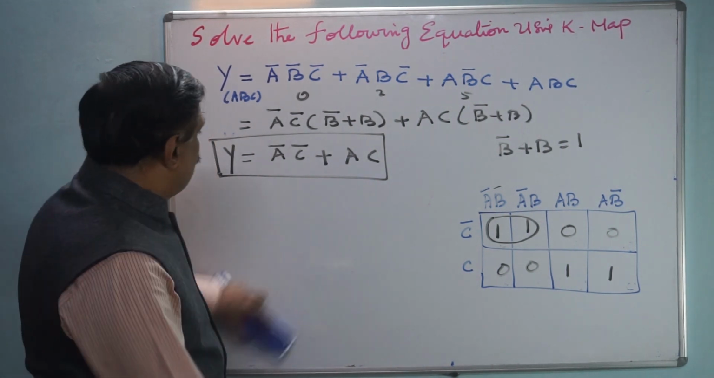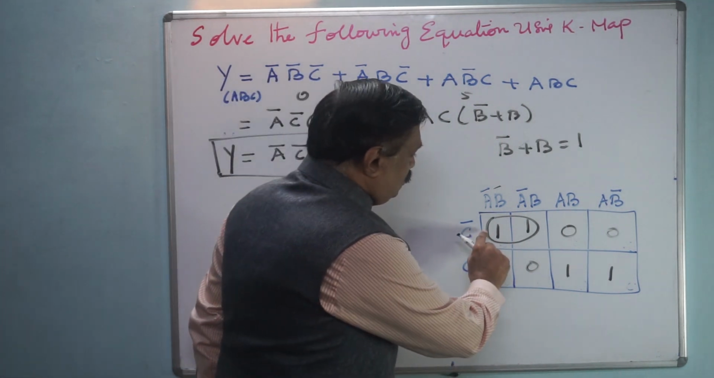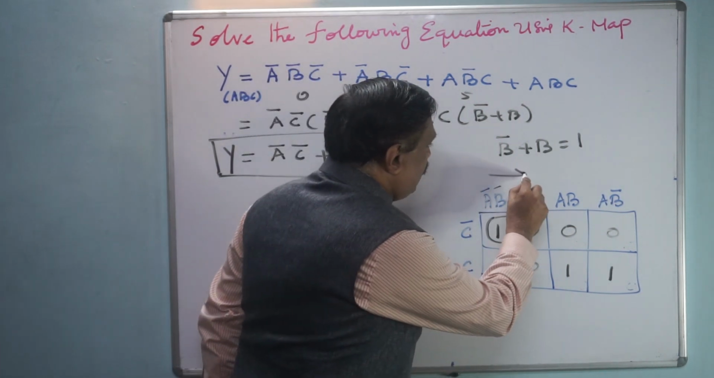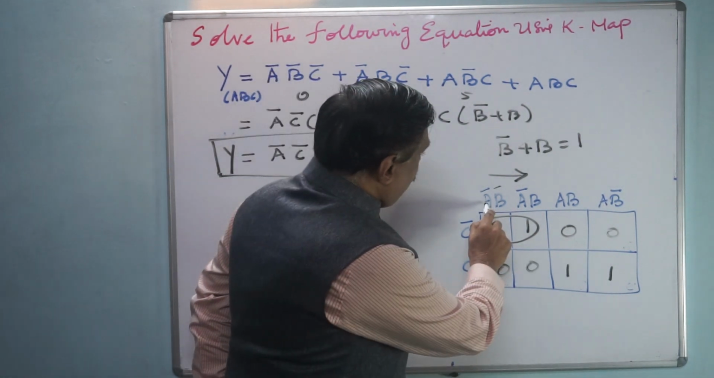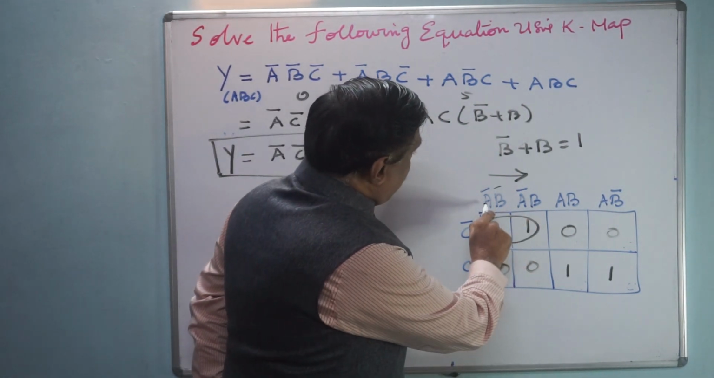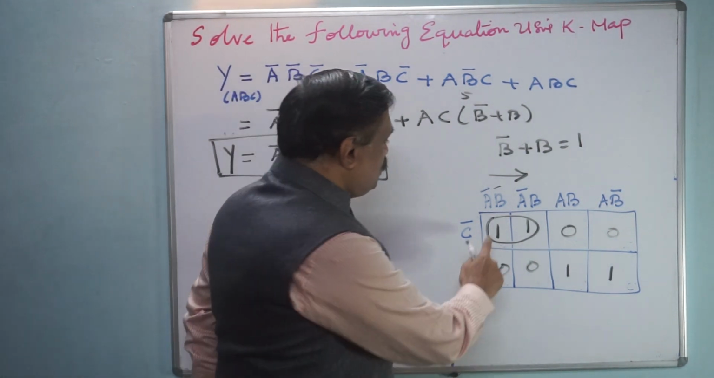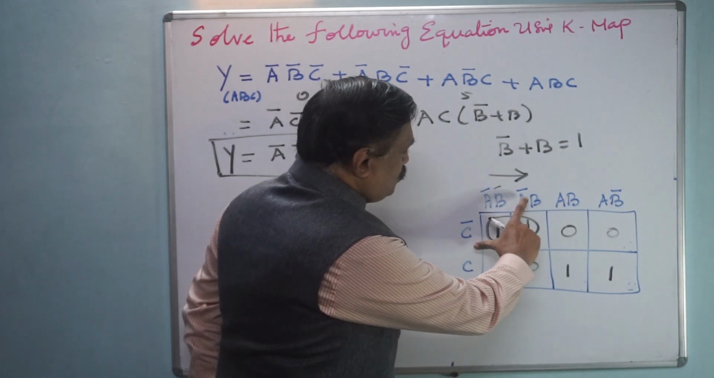Now how to reduce? Your equation is Y equals... this is a row, two ones are in the row, therefore you travel like this. Okay, you see from this angle. Now here in these two terms, A bar is constant and B is changing. That means this one belongs to these two, and this one belongs to these two.